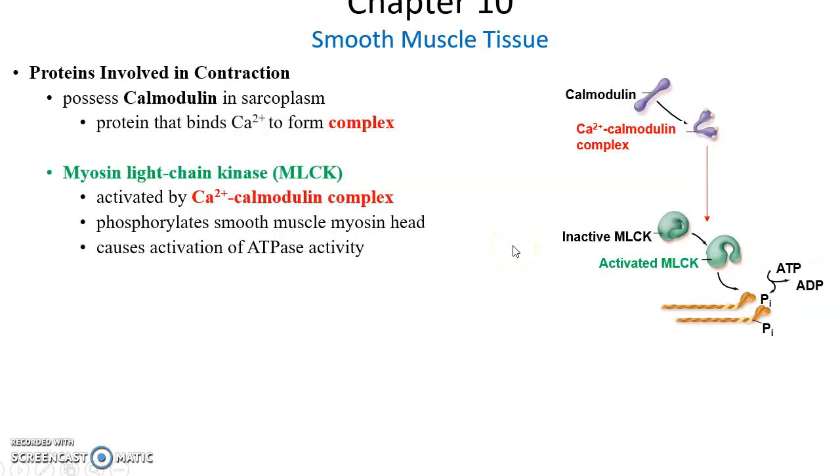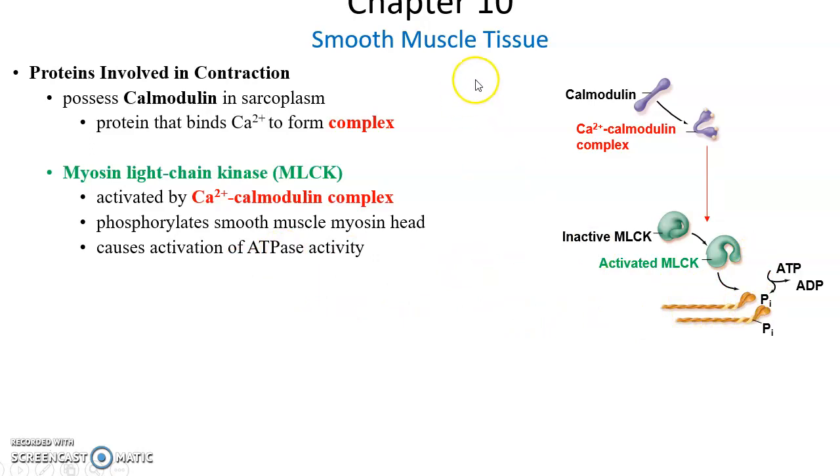So instead of troponin, we have these proteins out in the sarcoplasm. We have calmodulin. Calmodulin will bind to calcium to form the calcium calmodulin complex. When that happens, it will activate myosin light chain kinase. Myosin light chain kinase will then phosphorylate the myosin heads of the thick filaments. That then stimulates the ATPase activity so that the myosins are activated.